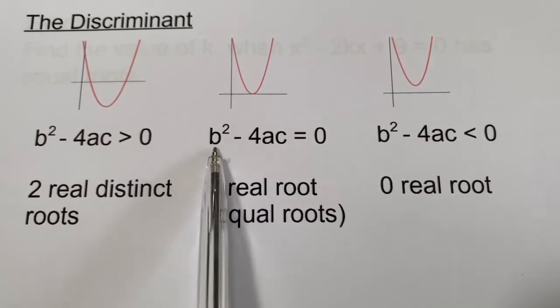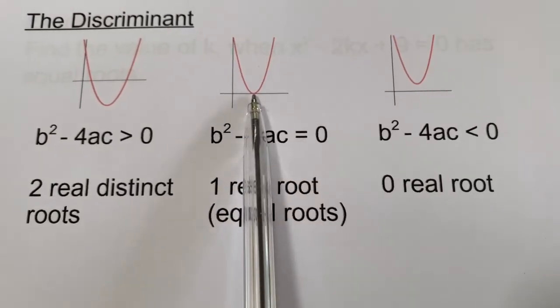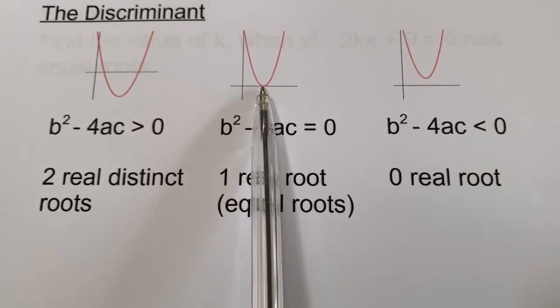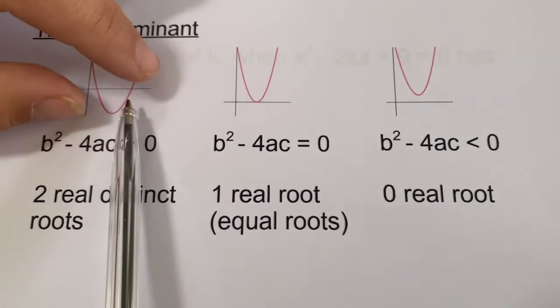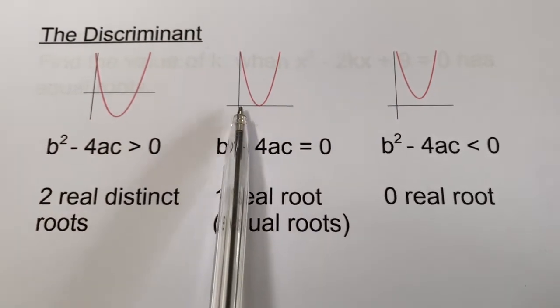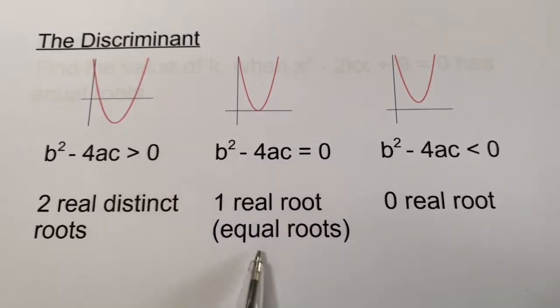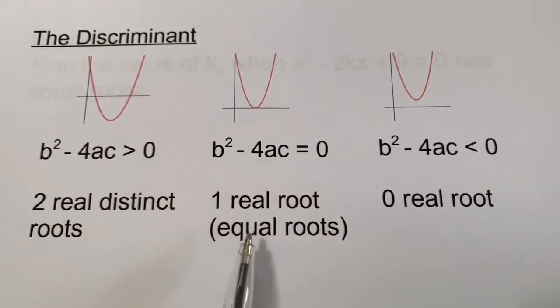Or you were told that when b squared minus 4ac equals 0, there was one real root, which would be there. Now, if you also consider this to have had two real roots and the curve moves up, curve moves up, curve moves up, these two roots get closer and closer together. So therefore you have equal roots. That's another way of saying it. So one real root is equivalent to saying equal roots.